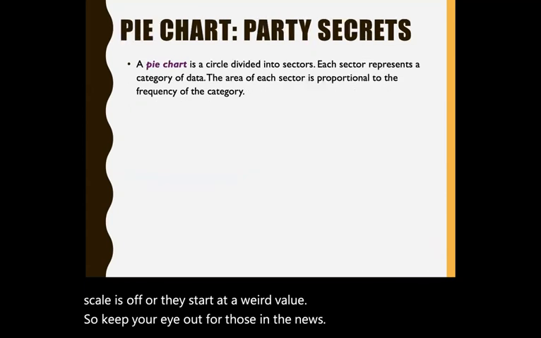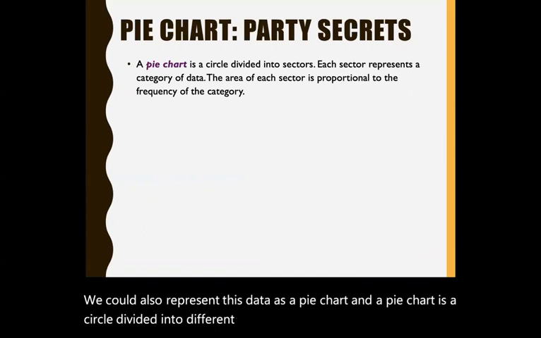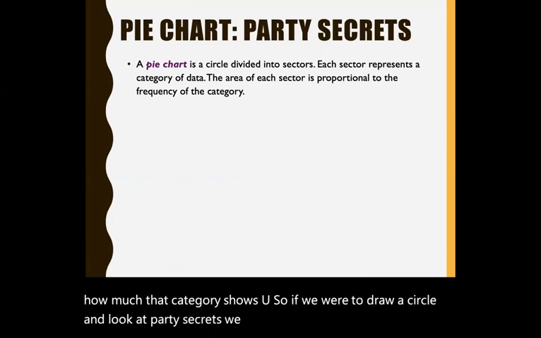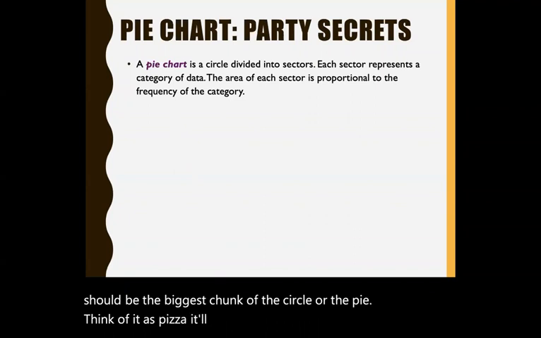We could also represent this data as a pie chart, and a pie chart is a circle divided into different sectors. And each sector shows you how much that category shows up. So if we were to draw a circle and look at party secrets, we know tell all is the biggest amount. So that should be the biggest chunk of the circle or the pie. Think of it as pizza. It'll be a lot of slices that are dedicated to tell all.